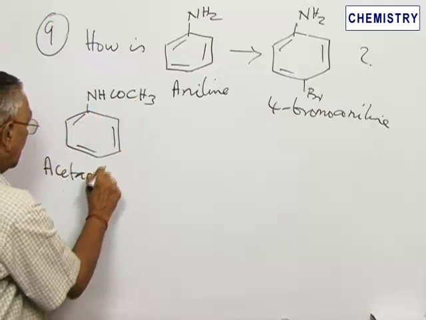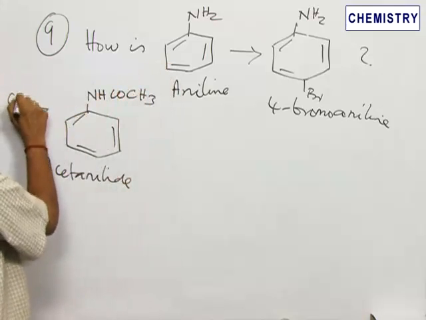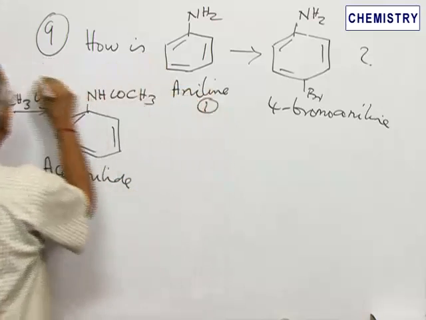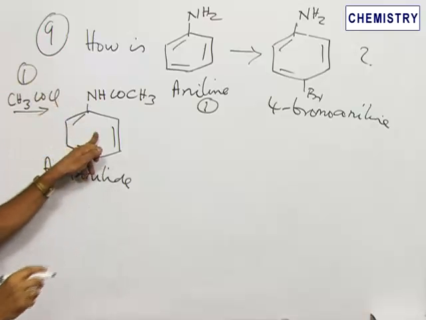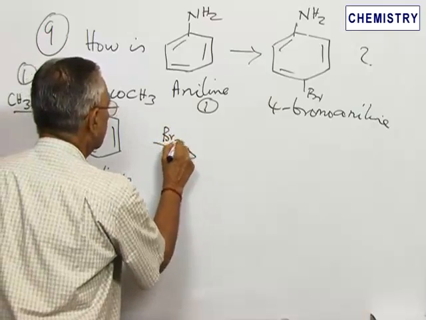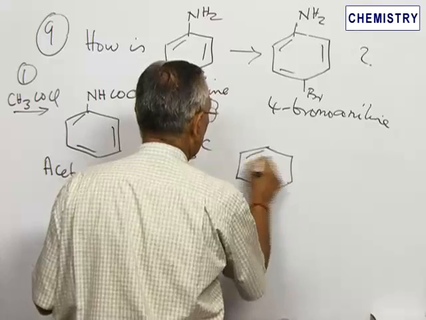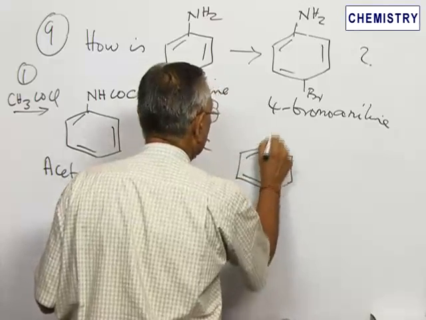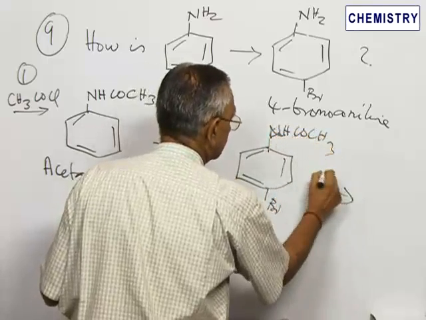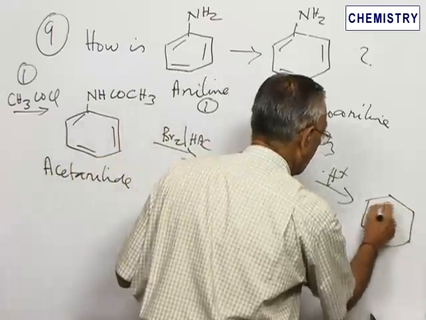How is acetanilide obtained? On treatment of aniline with acetyl chloride, assuming this aniline to be 1, it will give rise to acetanilide. This acetanilide on further bromination in the presence of acetic acid will give para-bromo acetanilide. Only that para position will get brominated, with NHCOCH3 retained. This on hydrolysis on treatment with acid will give rise to para-bromo aniline.